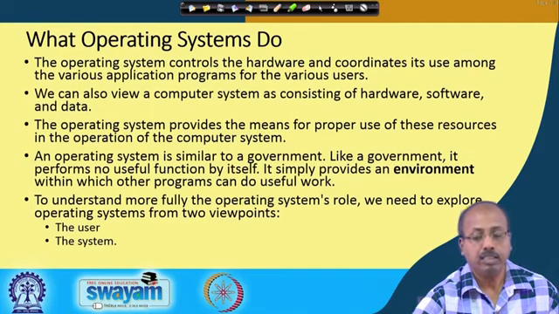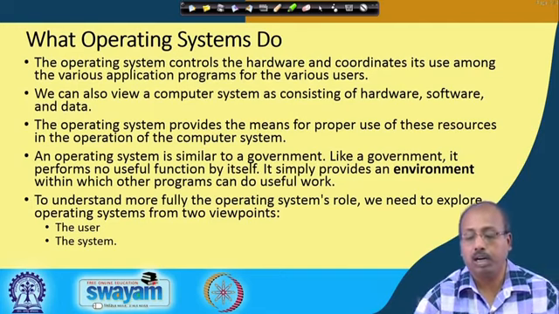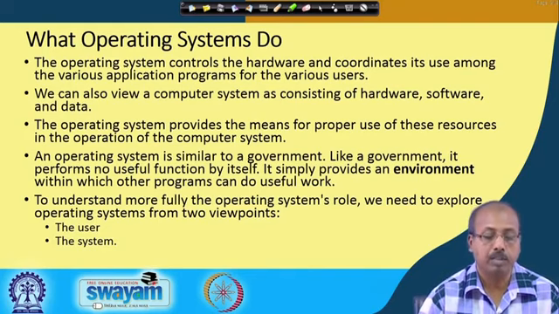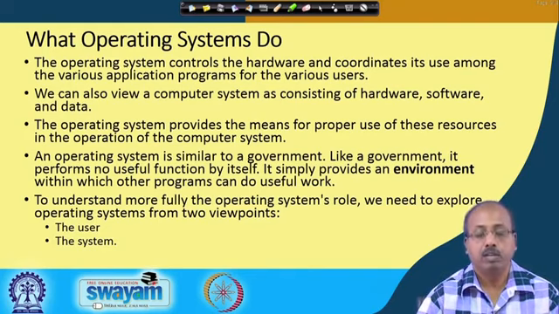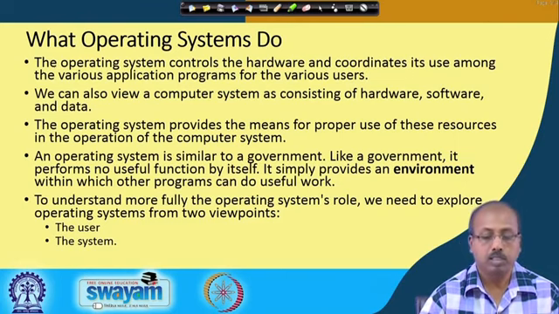So, what can the operating system do? The operating system controls the hardware and coordinates its use among the various application programs for various users. This is the most important job that the operating system does. One thing is controlling the hardware, and the other part is to coordinate between the users. These are the two important parts.